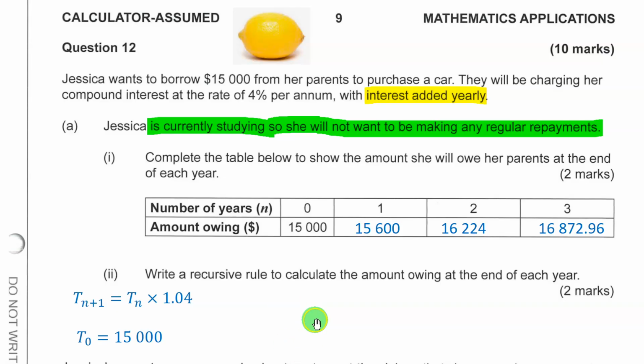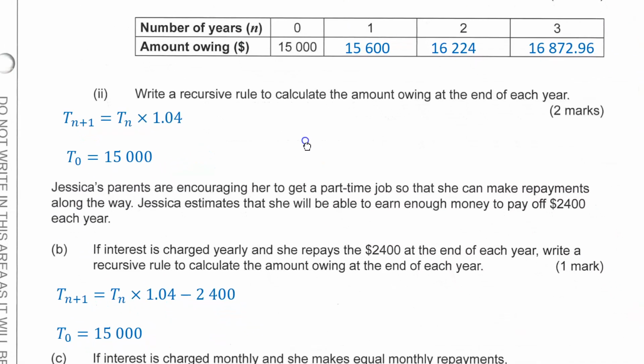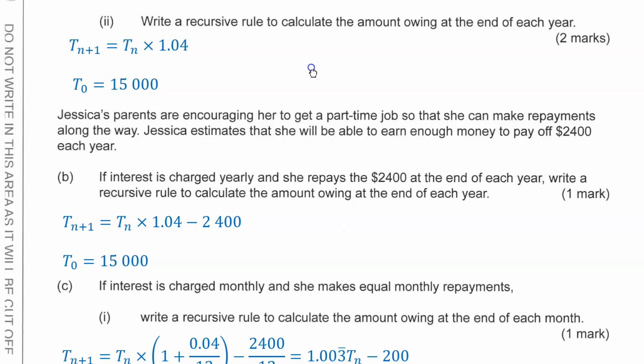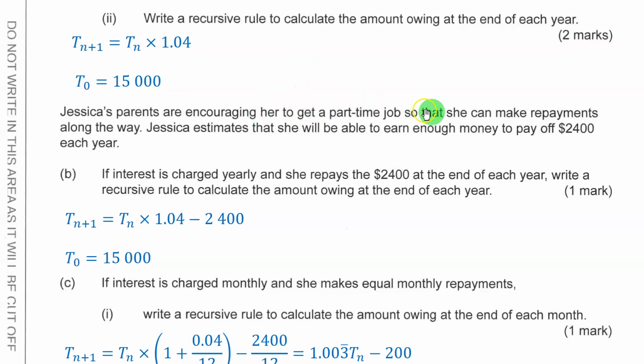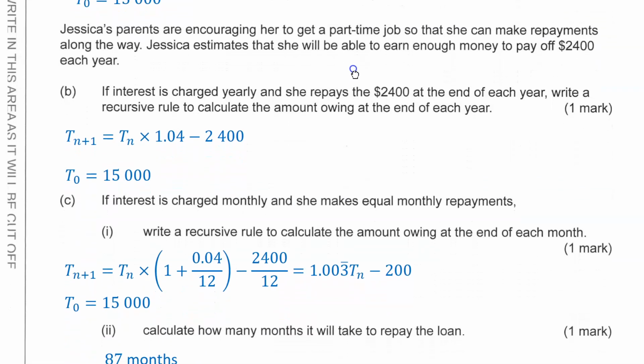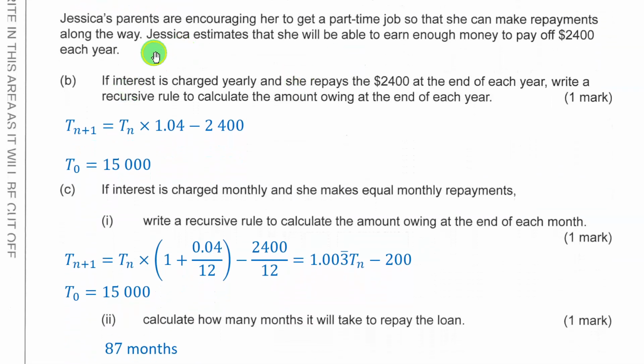So we're going good. Then the story progresses, and Jessica's parents are encouraging her to get a part-time job so she can make repayments along the way and all this. But why not just say, right, now she's basically in part B. If interest is charged yearly and she's paying back 2,400 at the end of each year, write a recursive rule to calculate the amount owing at the end of each year. Now we're only getting 1 mark. Earlier on we were getting 2 in this exam, but now we're down to a measly 1.